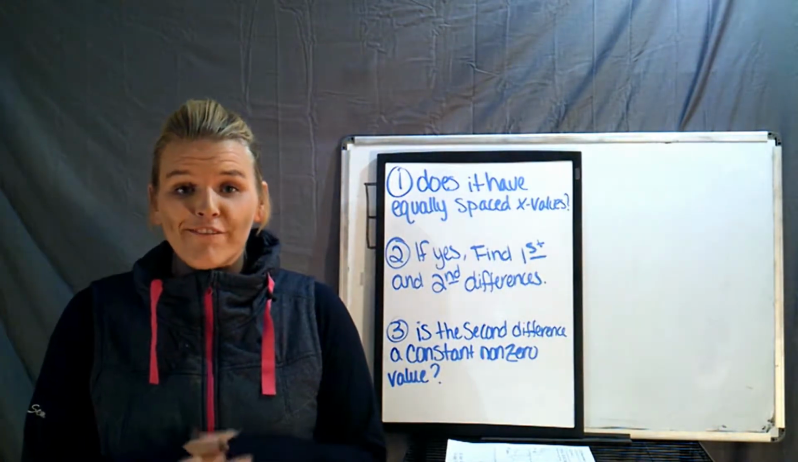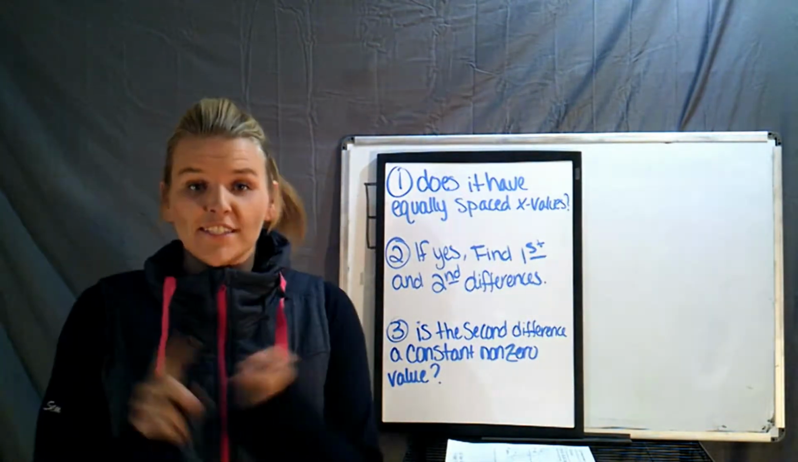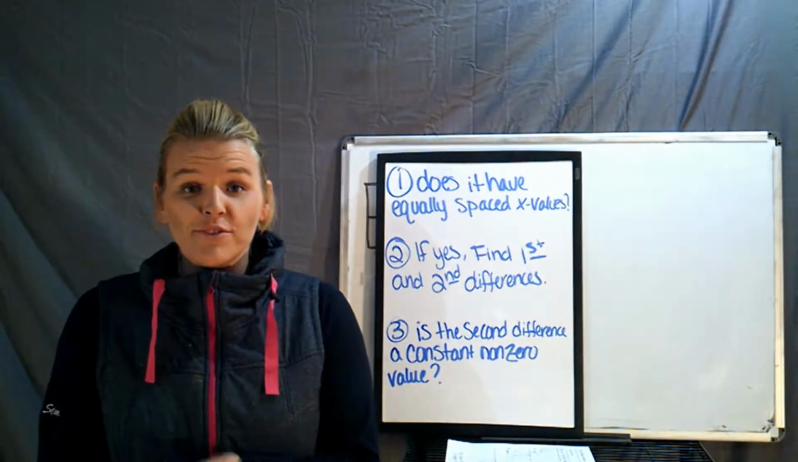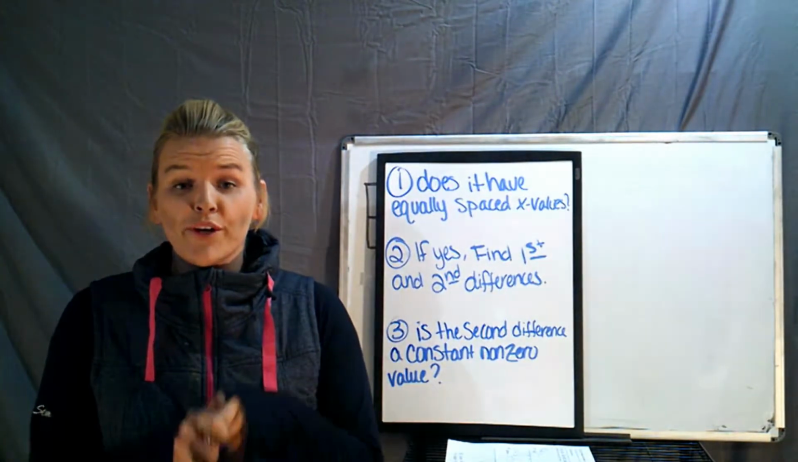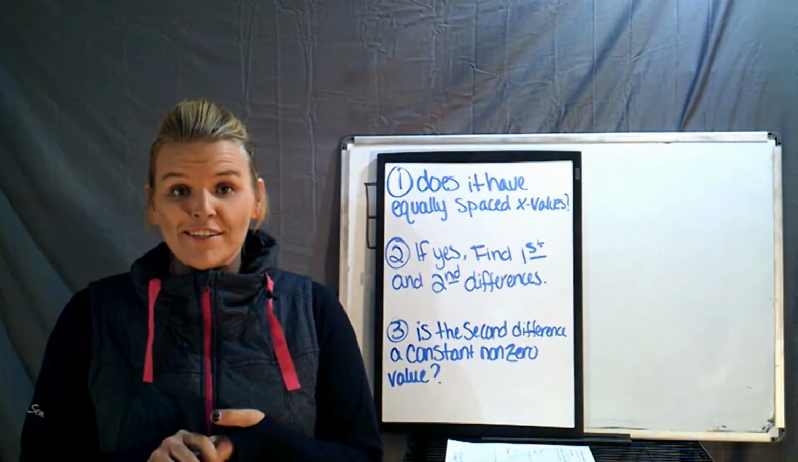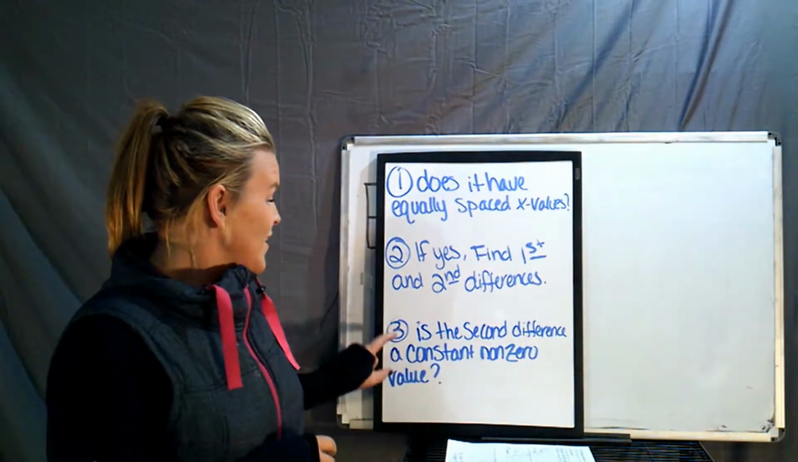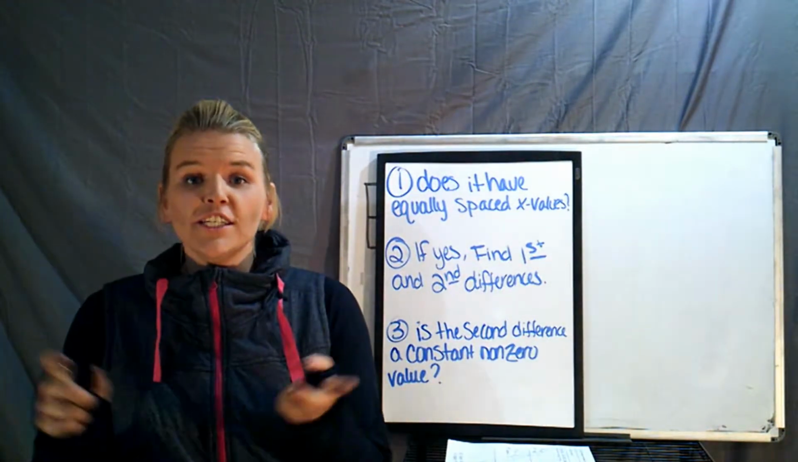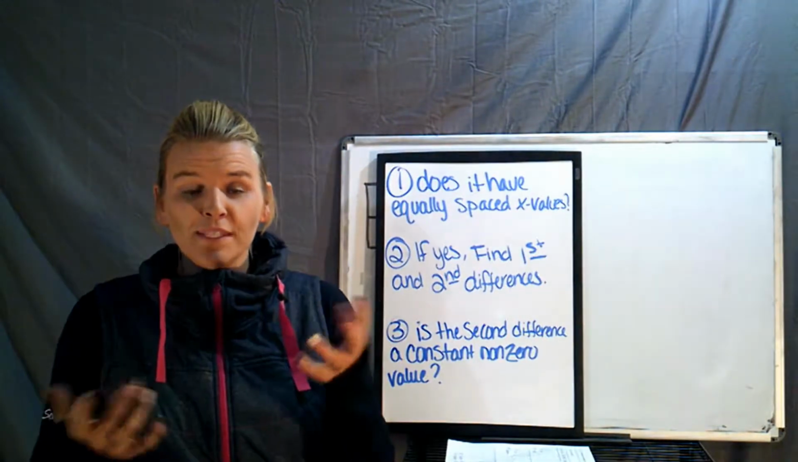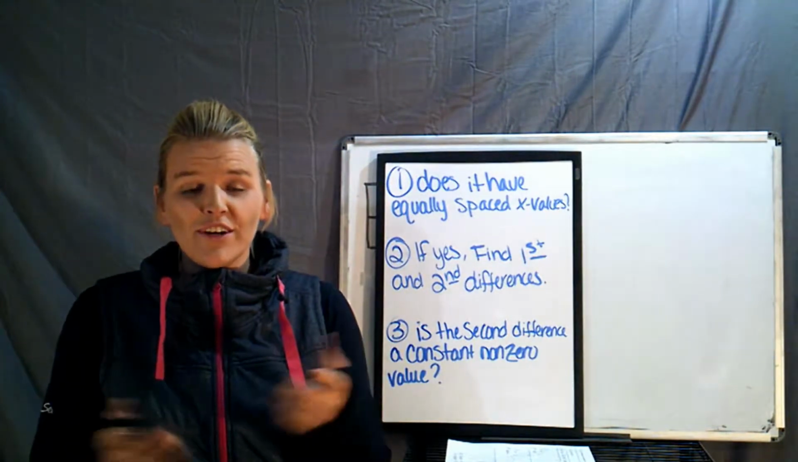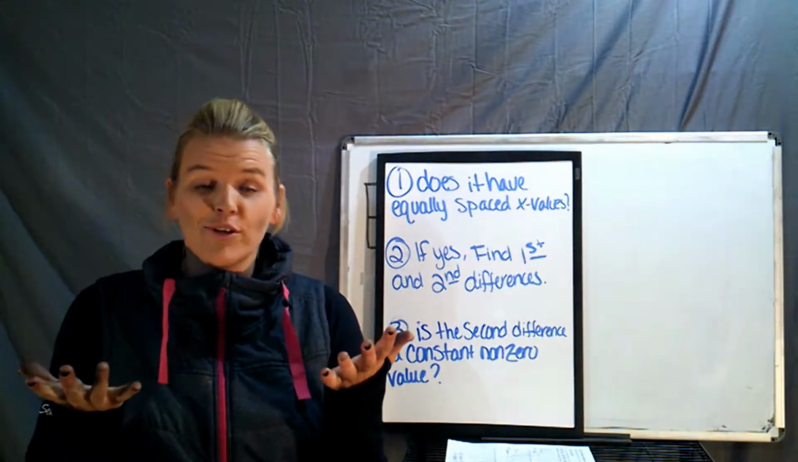Number 1, does it have equally spaced x values? If yes, then we're going to go ahead and find our first and second differences. And so is the second difference a constant, non-zero value? If it is, that means it's a quadratic. If it's not, then it's not a quadratic.